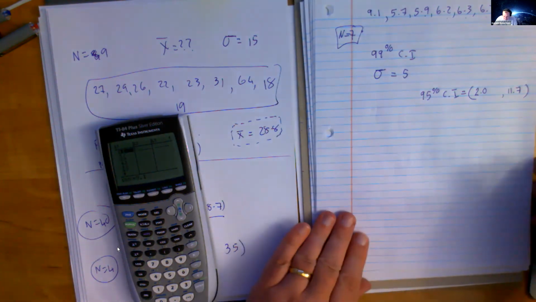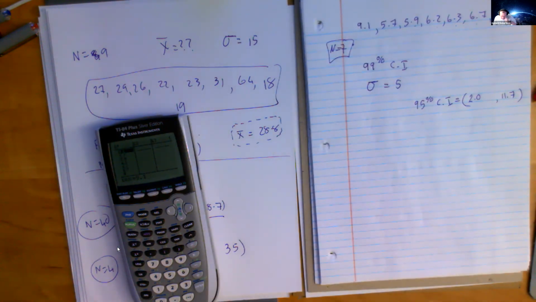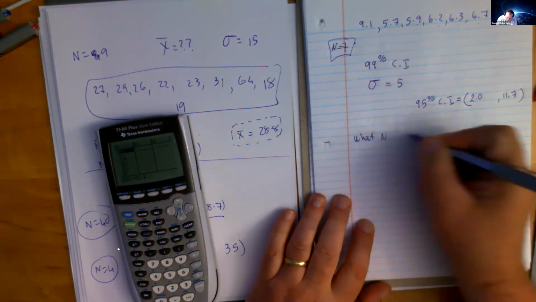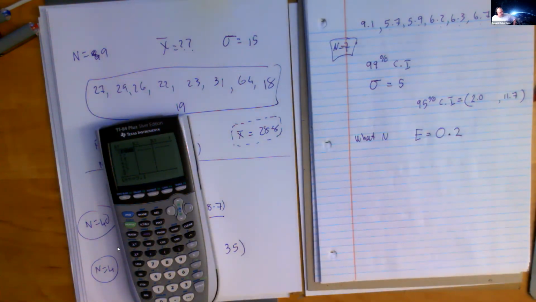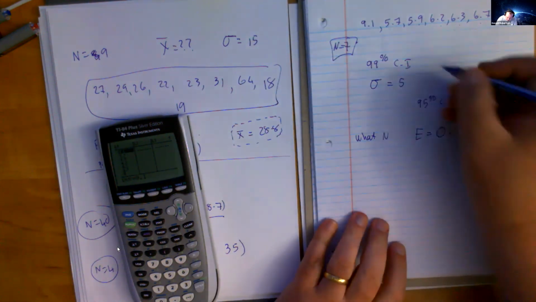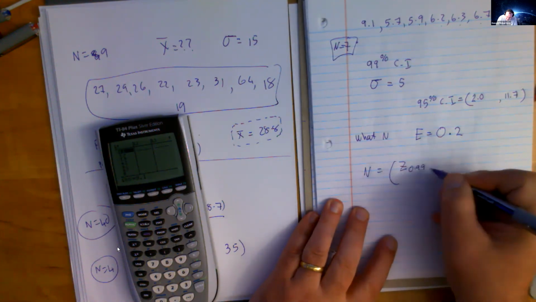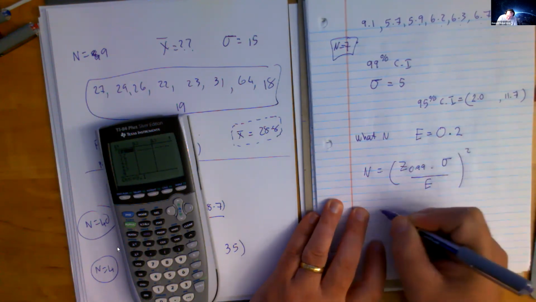Things like that. Now, before I forget this, let's suppose I want to know how big to make my sample. What n gives me a margin of error of 0.2? So I would need to figure out how many people I would need to get this going. Now, the formula is the magic number for 99 times sigma divided by the margin of error, squared.